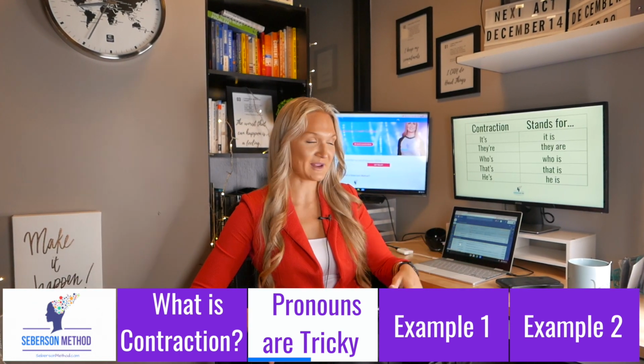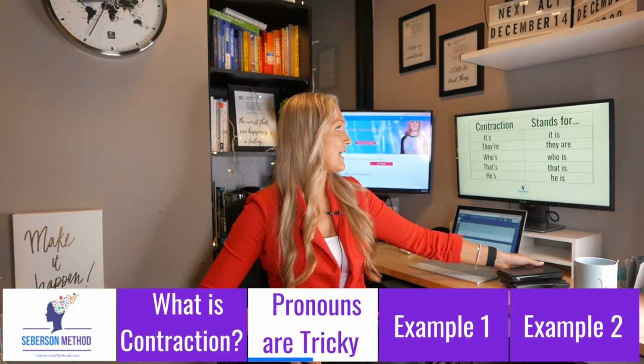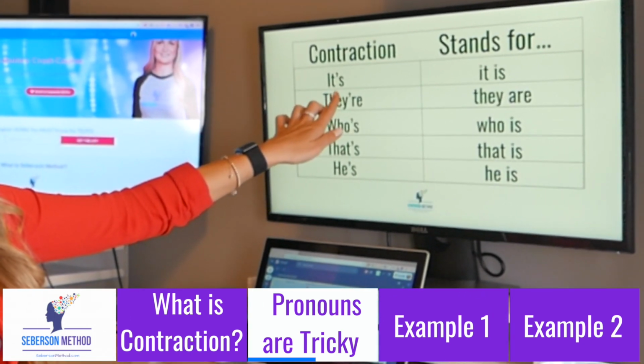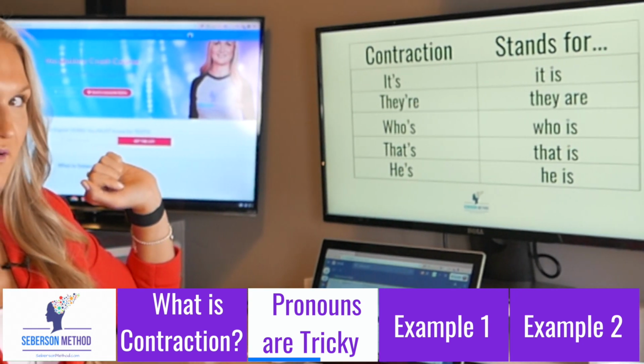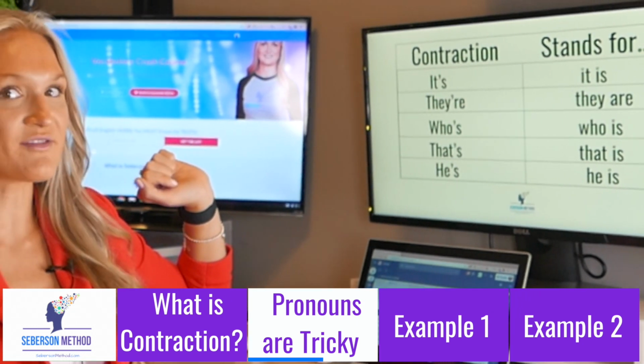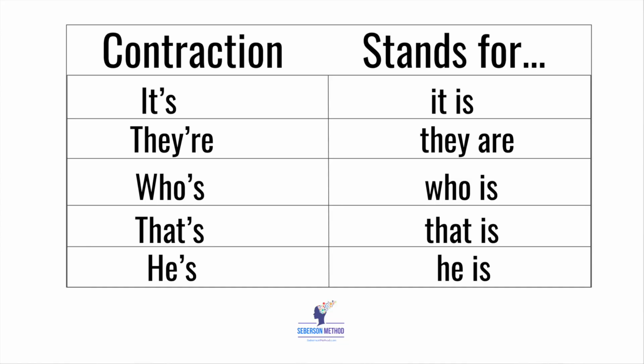Let me explain what I mean. When you have it apostrophe s, it means it is. When you have they apostrophe re, that means they are. You can look at the list. Who apostrophe s means who is. That apostrophe s means that is. He apostrophe s means he is.